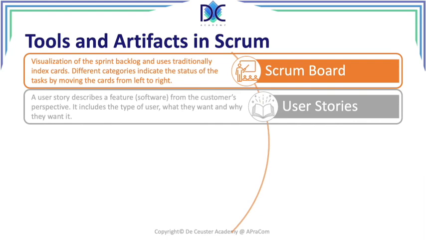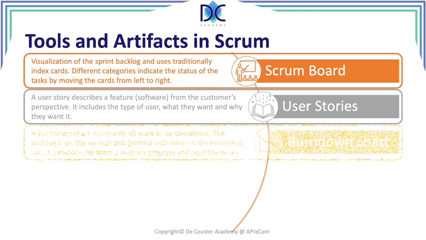Then we have the user stories. We have a story describing a feature from the customer's perspective. So the customer has to describe what has to be done. It includes elements like the type of user, what they want, and why they want it. So you try to describe the work that has to be completed in the best way.